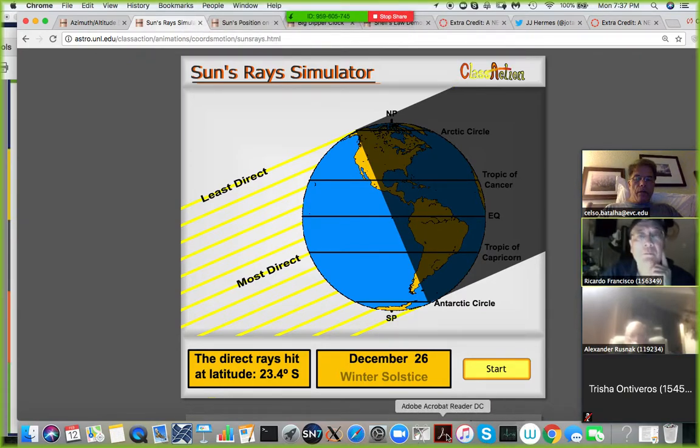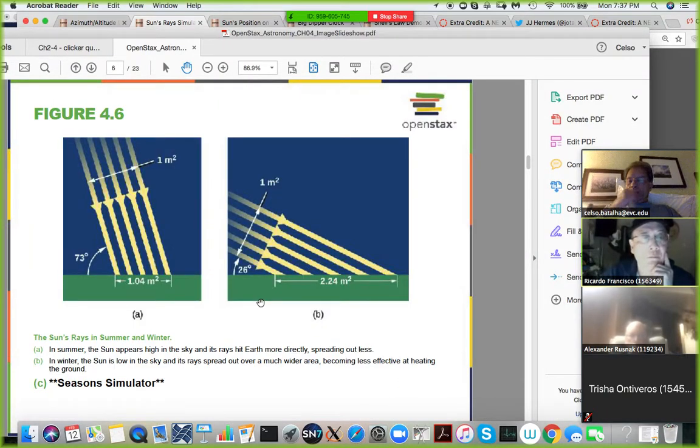Where is it? Yeah, you can see in this picture here quite well. So take this area, 1.04 square meter, and then in the winter, the area over which the same energy is falling is much bigger. In fact, it's almost double. So per square inch of the floor, the soil receives less sun radiation.